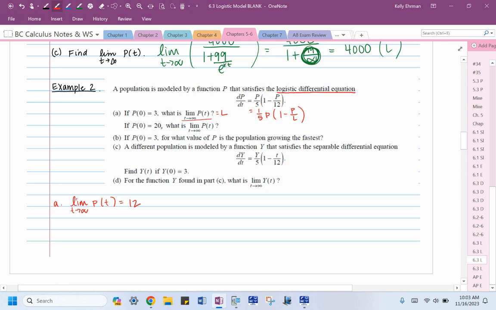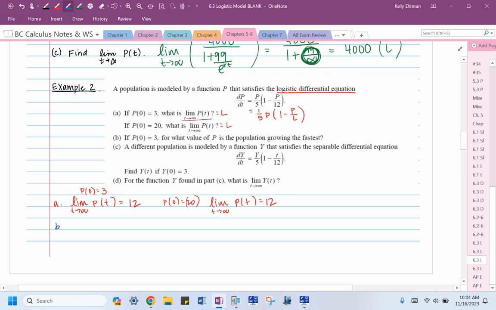If P of 0 equals 20, what is the limit? Same thing. So I guess I should say the first answer is for P of 0 equals 3, and for the second part, same thing. For P of 0 equals 20, it doesn't matter where you start. The carrying capacity is still going to be L, which is 12. So it's 12 no matter what.